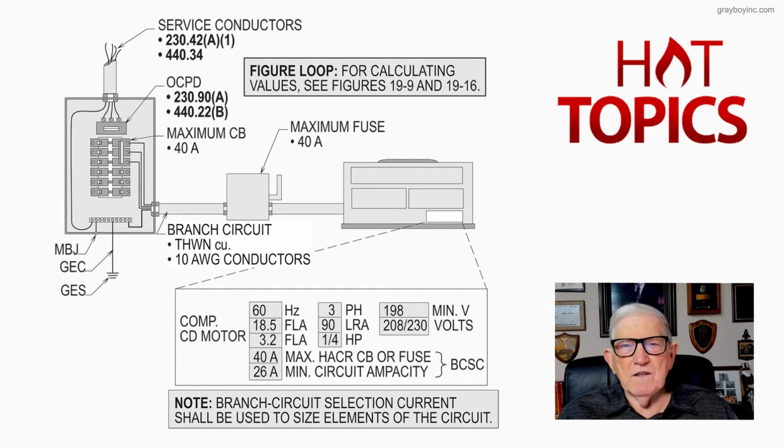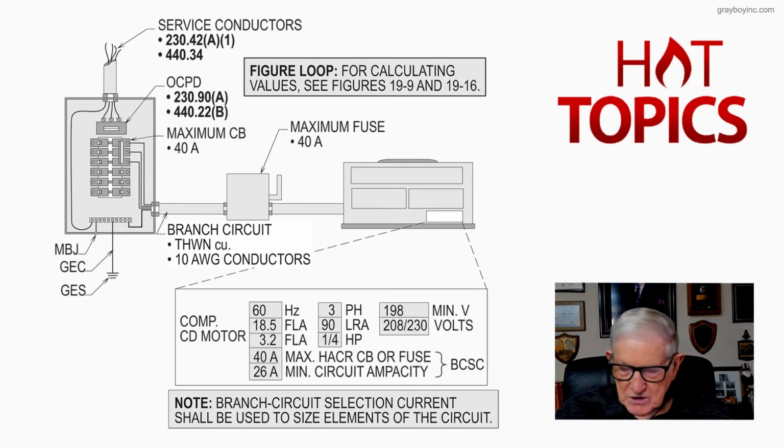The overcurrent device is sized by 230.90A, or with one of the exceptions to 230.90A. 440.22B, as in boy, now deals with sizing the overcurrent protection device. And then the maximum circuit breaker here is 40 amps, maximum fuses 40 amps, and the branch circuit, THWN number 10 conductors, are all listed on the nameplate. Now, this nameplate ties directly with a branch circuit selection current.